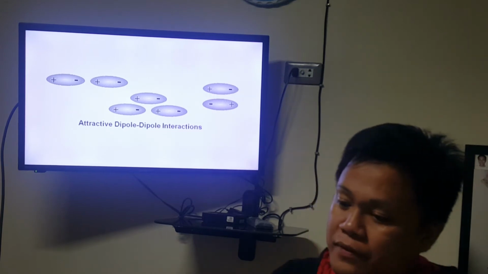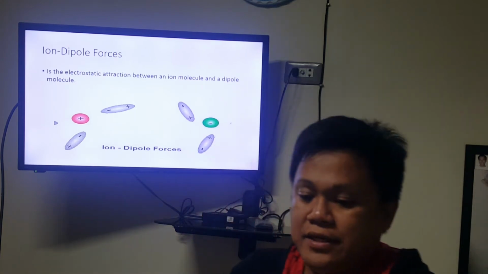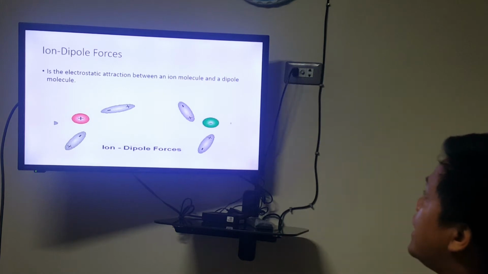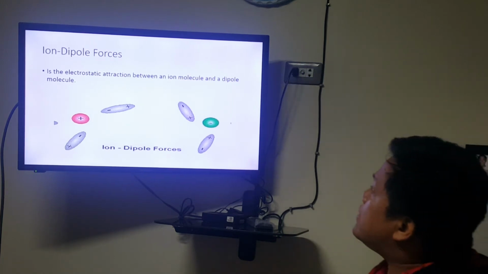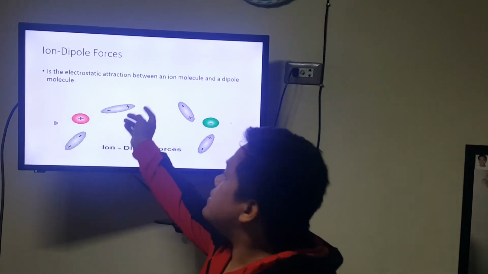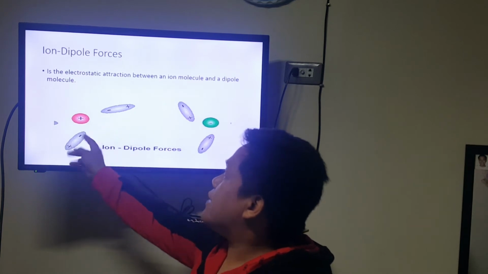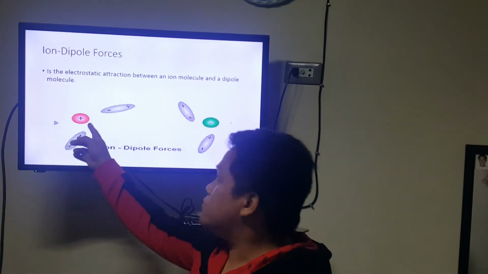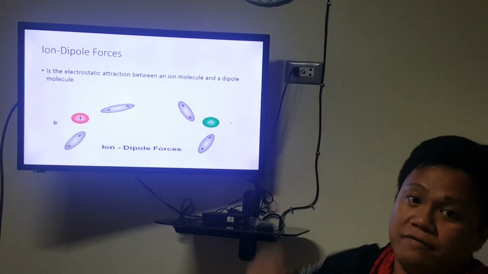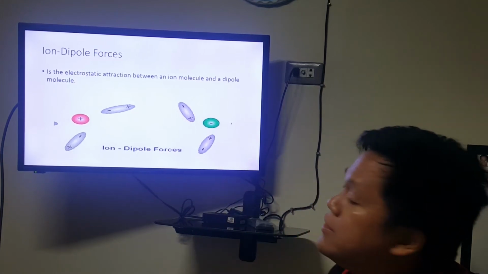Next are the ion-dipole forces. It is the electrostatic attraction between an ion and a dipole molecule. So this is the dipole and this is the ion. These two are attracted to one ion. The positive charge is also attracted to the negative charge. So this is an example of ion-dipole forces.